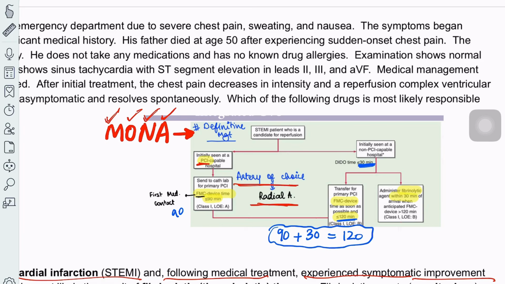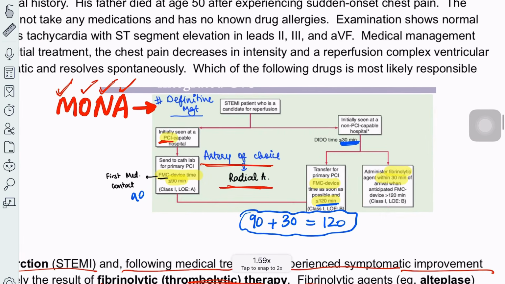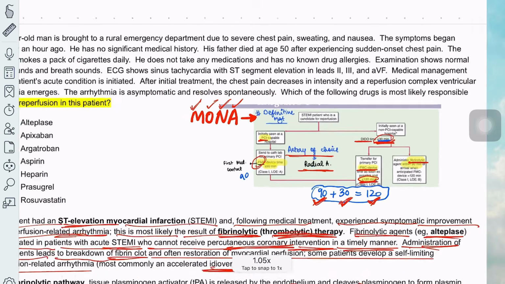make the patient shift to another place if the door-in to door-out time is less than 30 minutes. Then we proceed, and if the first medical contact device time is less than 120 minutes, then we do the PCI, and if it is more than 120 minutes, then we give fibrinolytic. So the trick to remember is 90 plus 30 equals 120. So 90 minutes first medical contact, 30 minutes travel time, and 120 minutes for the next PCI available.